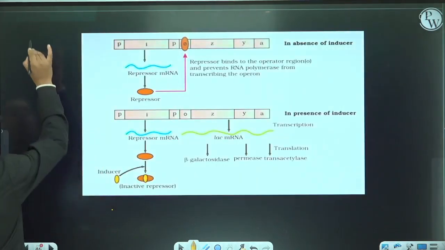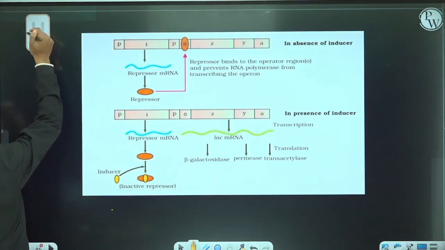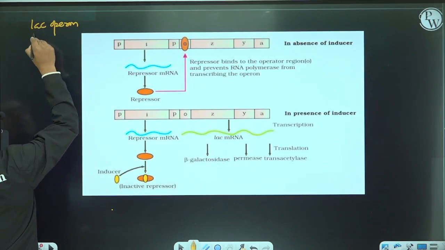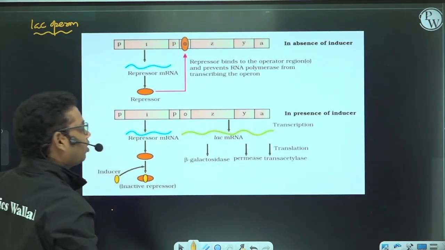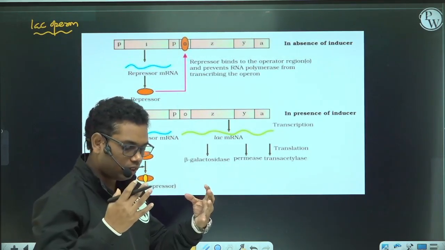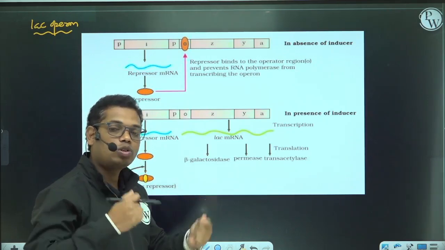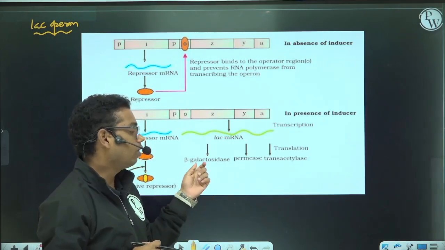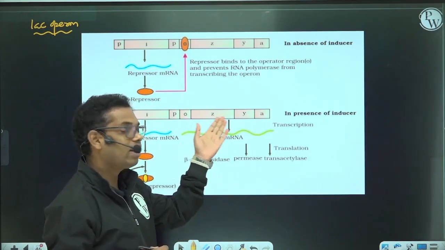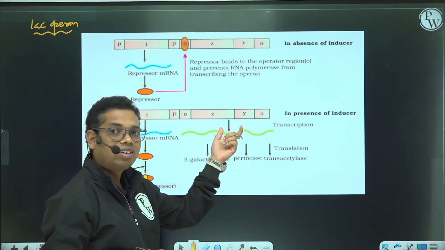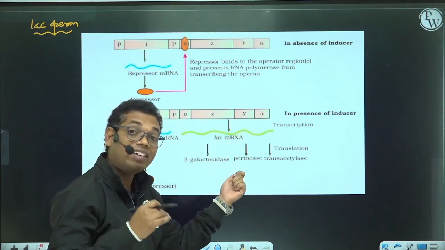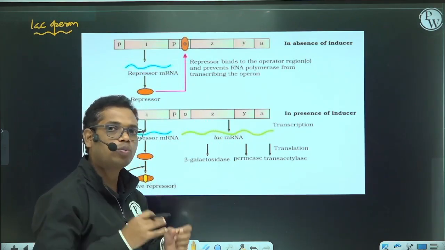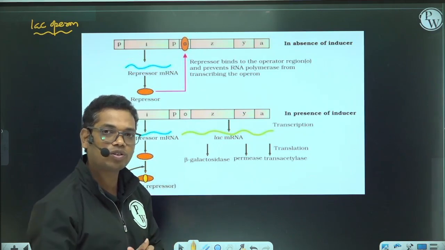Okay, so the lac operon contains structural genes which are involved in the metabolism of lactose. That is why this is called the lac operon. And these genes in the lac operon, Z, Y, A, are responsible for catabolism of the lactose. And this lac operon undergoes both positive regulation as well as negative regulation.